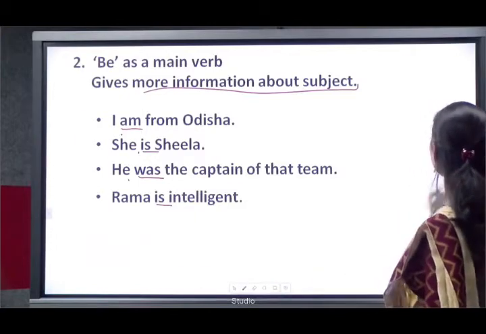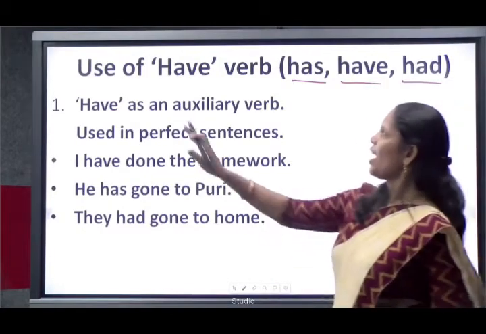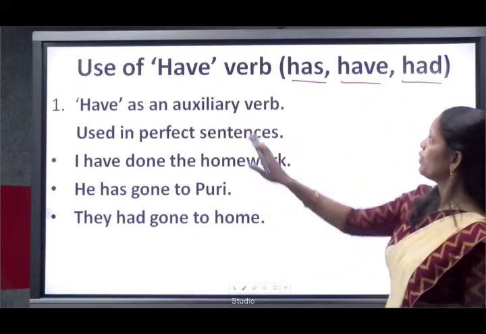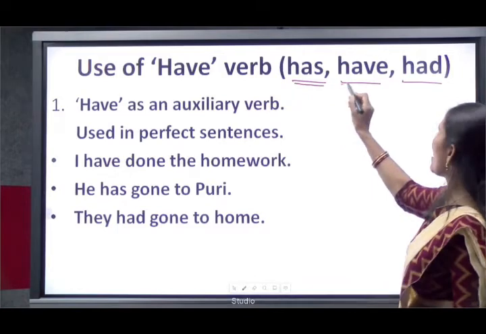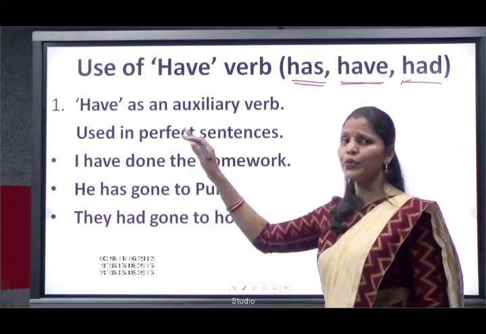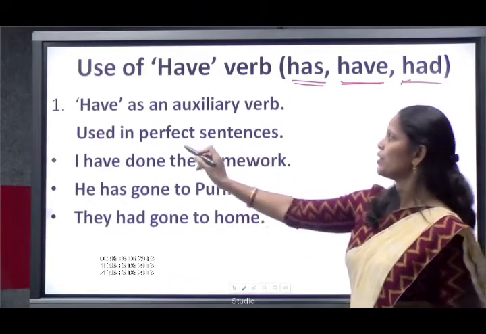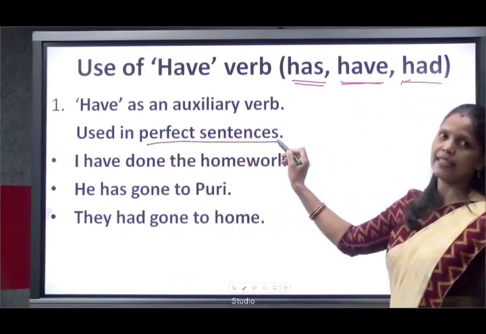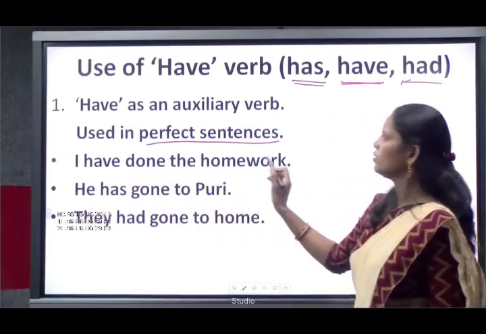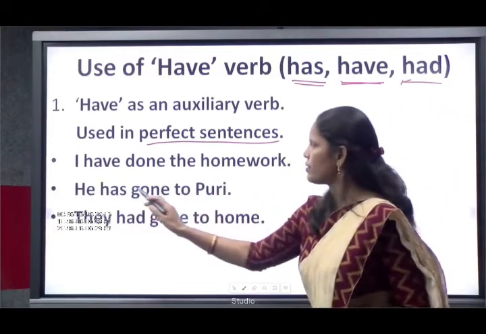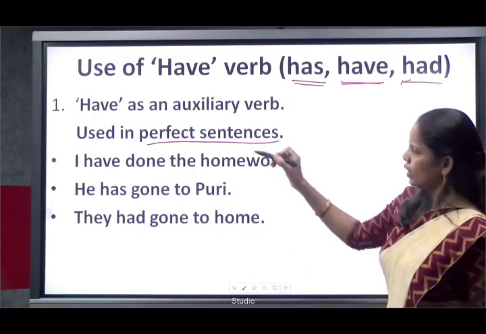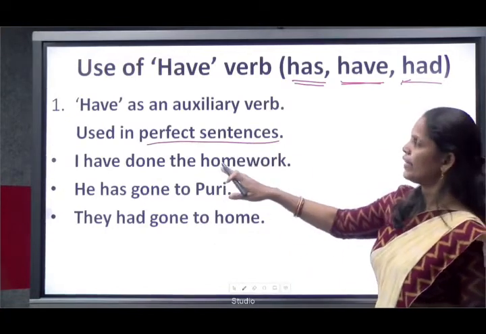Okay, then let's see how we use the have verb as an auxiliary. The different forms of the have verb are has, have and had. So when the have verb is used as an auxiliary, it mainly comes in perfect tense sentences. Suppose, I have done the homework. He has gone to Puri. They had gone home. All the sentences are written in perfect tense.